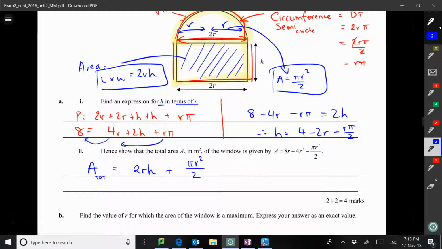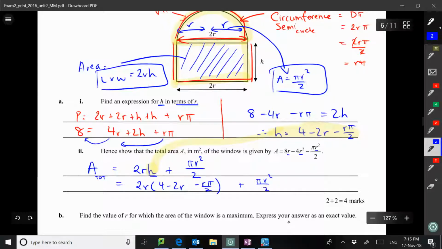Now, when I want to show it, clearly it's already looking a bit different here, but I need h to be replaced so they get all r's, because notice the answers are all r's, and I already got h from the previous question. So I'm going to replace this h over here, and what you're going to get is 2r multiplied to 4 minus 2r minus r pi on 2 plus pi r squared on 2. Expand the brackets, and I guess you get 8r minus 4r squared minus r pi plus pi r squared on 2. And it looks like I almost got it.